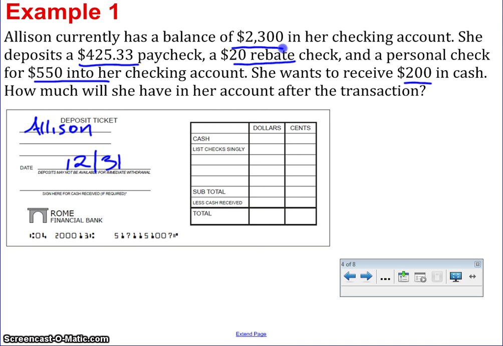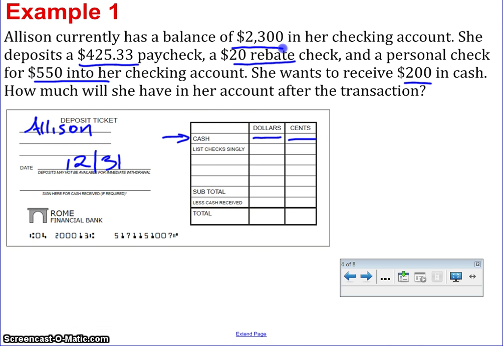So the first thing that says here is cash. This would be how much cash are you putting into the account? And if you look at it, she's not putting anything into the account. So we're going to actually line that out. The next thing that it says is list checks singly. So that means list each individual one separately.